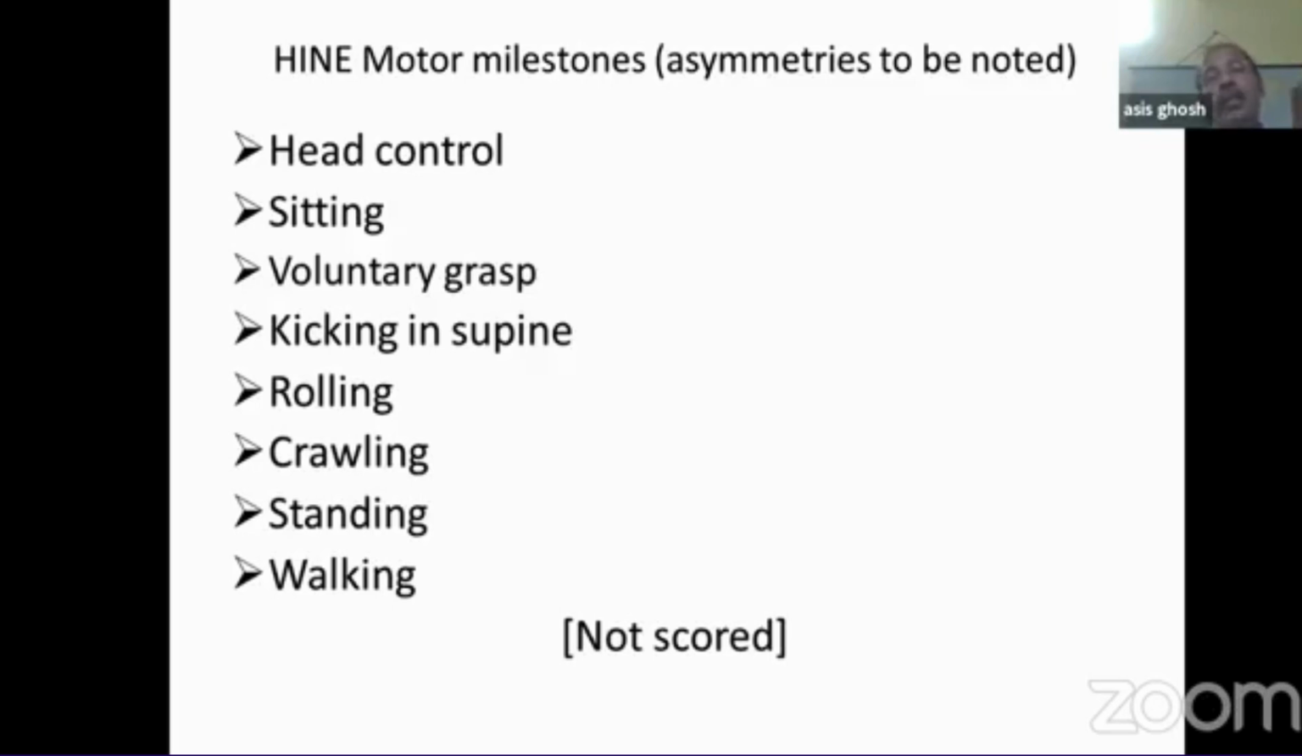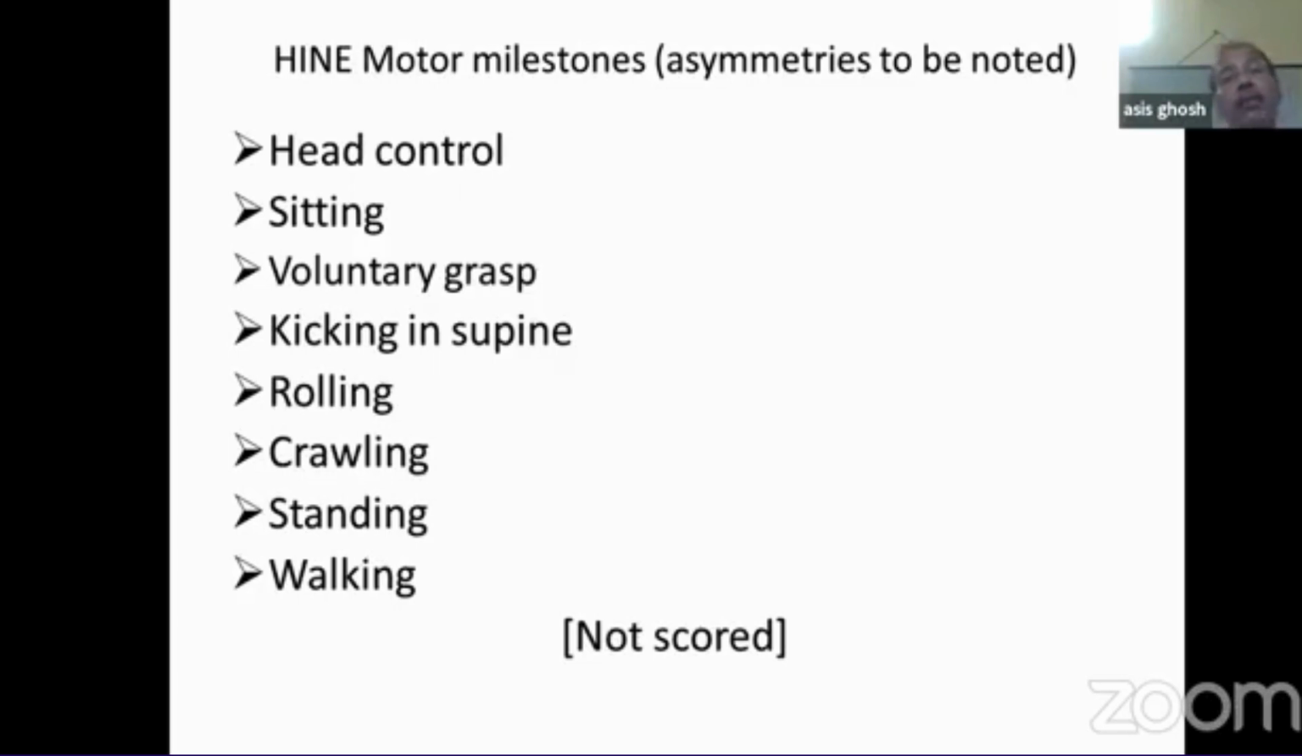So milestones, and these milestones are actually not scored. The scoring is done in such a way that if you do not see it, you put 0. If you see something is happening, it's 1 and then 2. And between 1 and 2, there is 1.5. You can put 1.5 if you are not happy with that particular movement or posture. And if you see the child is in the right posture at the right age, then you can give a score of 3.